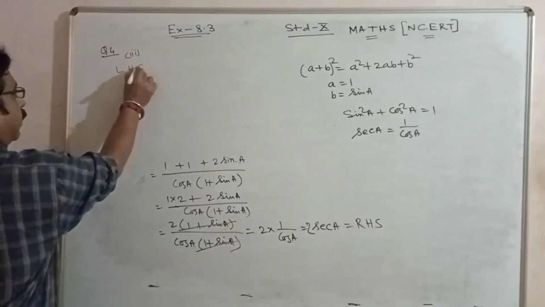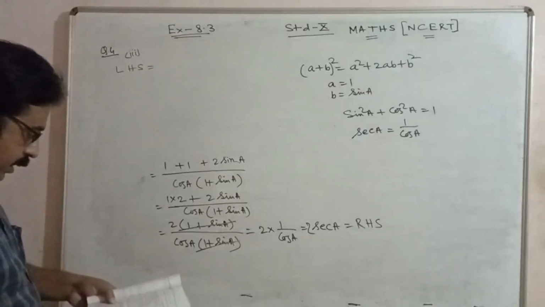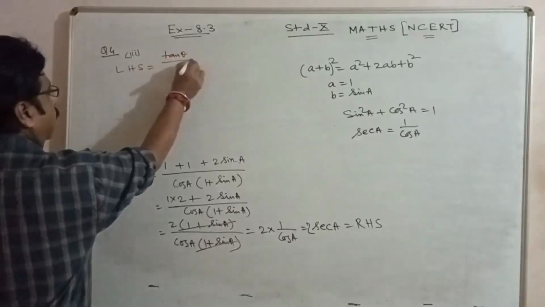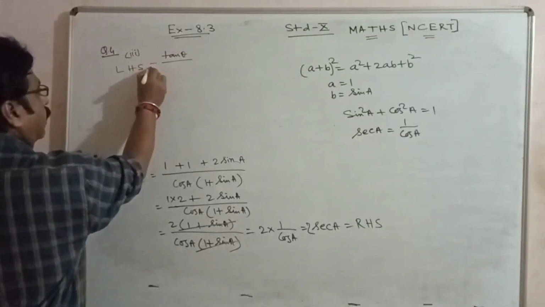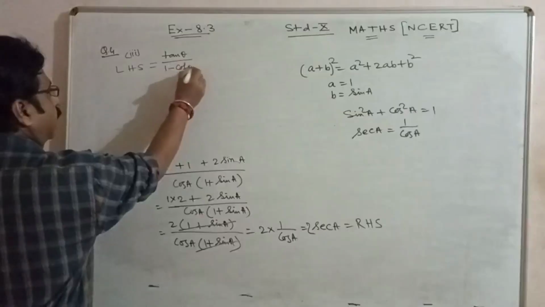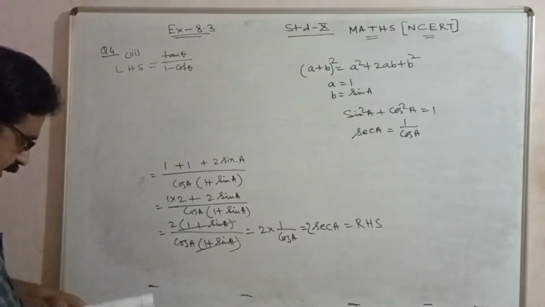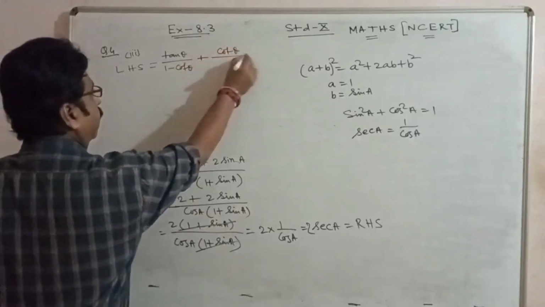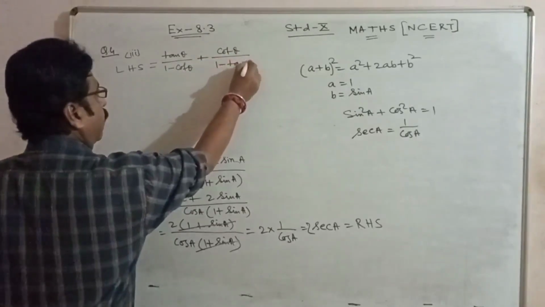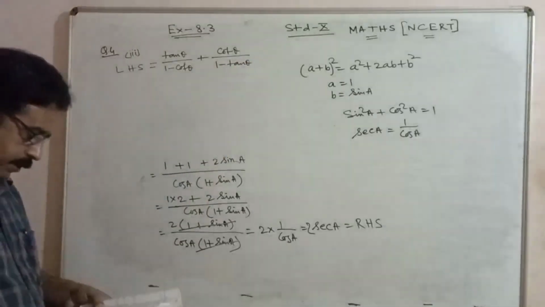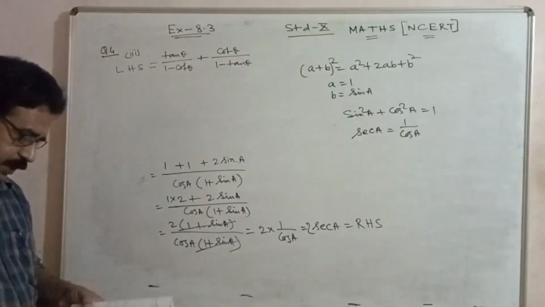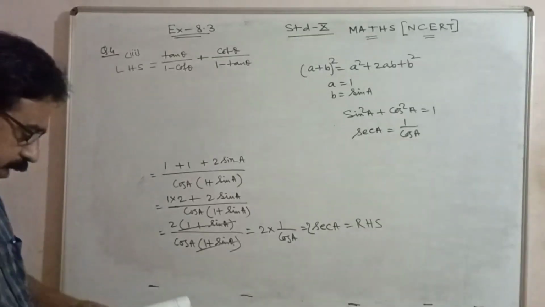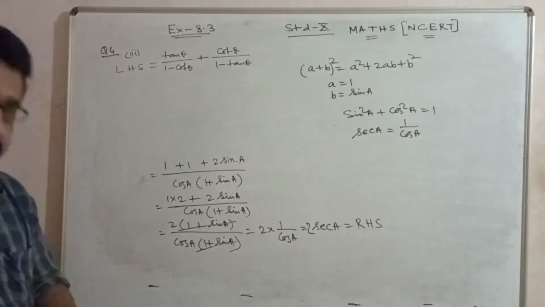LHS: tan theta upon 1 minus cot theta, plus cot theta upon 1 minus tan theta. We can simplify. In the instruction it is given, write the expressions in terms of sin theta and cos theta. And on the right side we have to get 1 plus sec theta cosec theta.